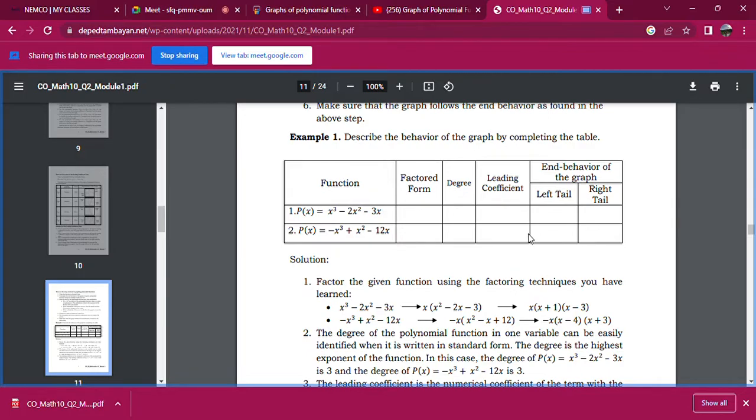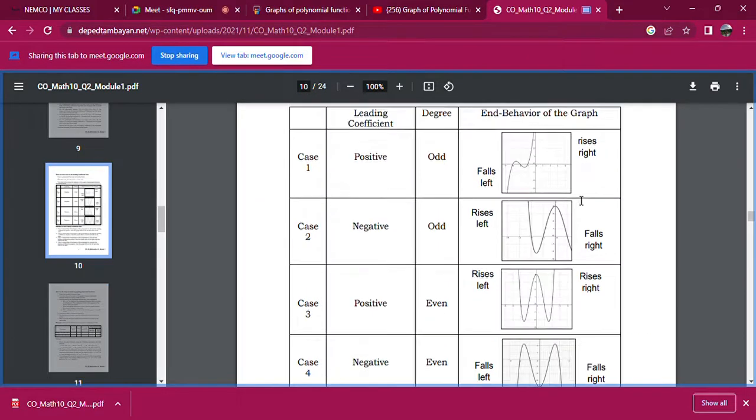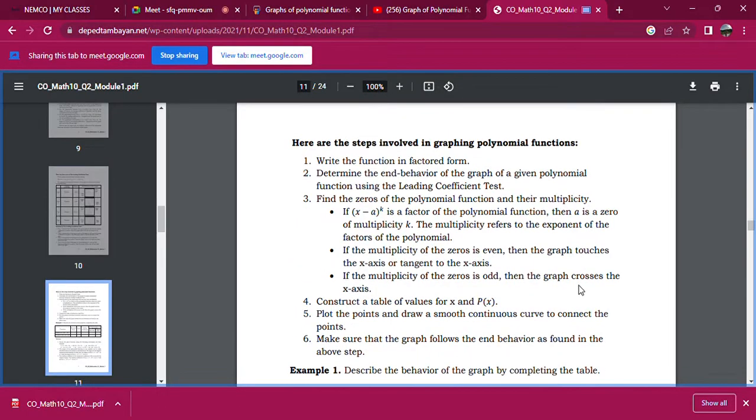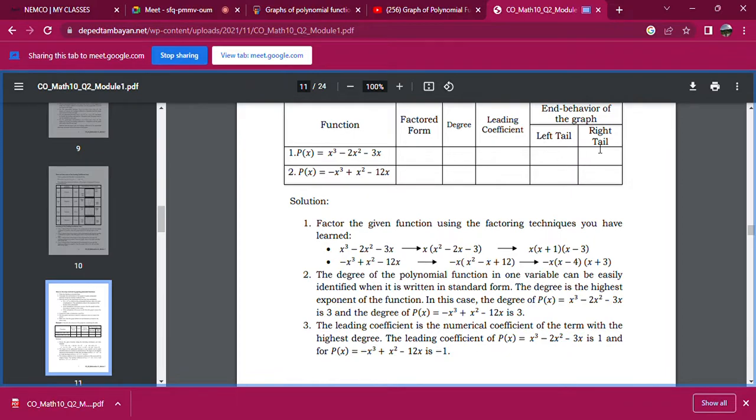Falls sa left, ma'am. Rises to right. Okay, so fall diri, tapos rise diri. Hala, tanaw na to i-check. So, positive og odd, so falls left and rises right. So, butang nimo diri, fall, and then diri kay mo rise, rises, tas falls.